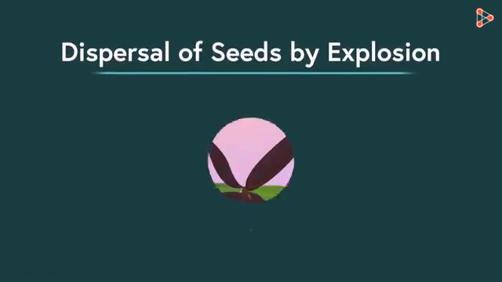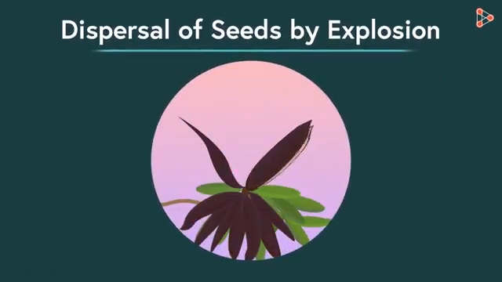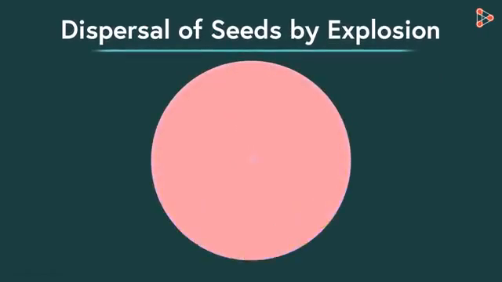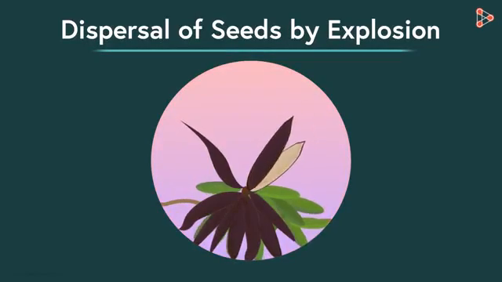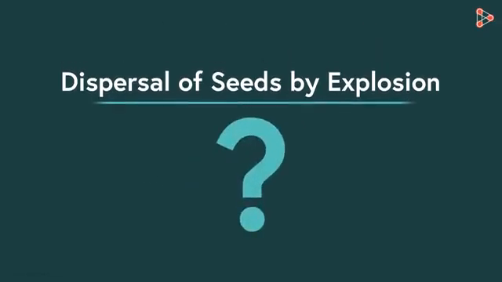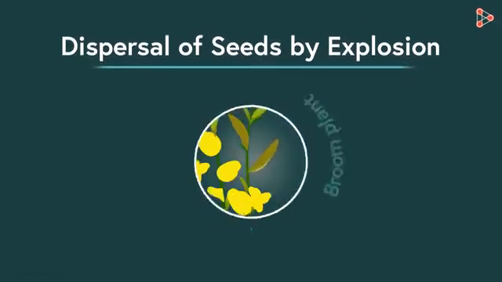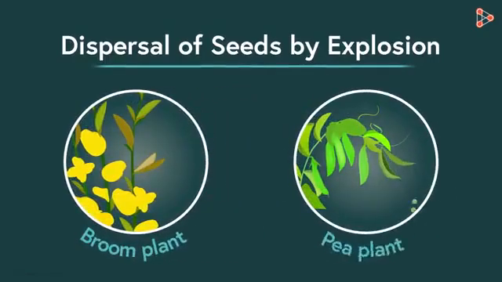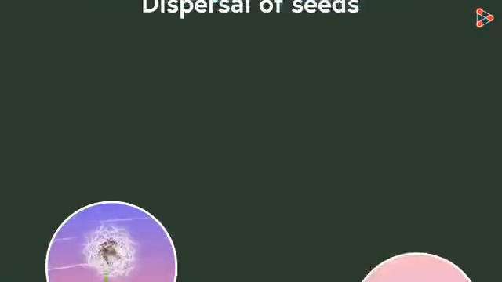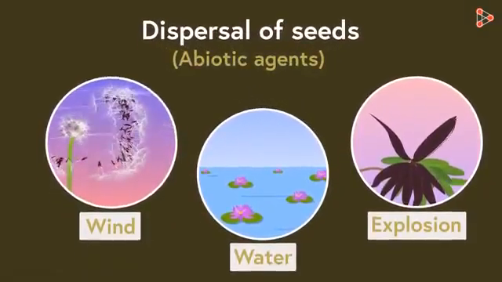In some cases, fruits or pods containing seeds burst on their own. The pods dry and split open suddenly with considerable force, which throws the seed at a distance. What are the examples of such type? We have plants like broom and peas which belong to this category. Now these were all the abiotic agents.